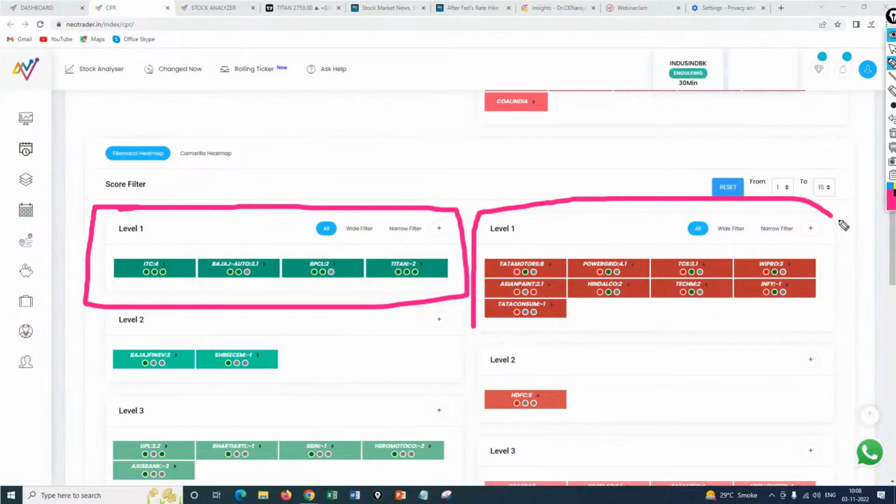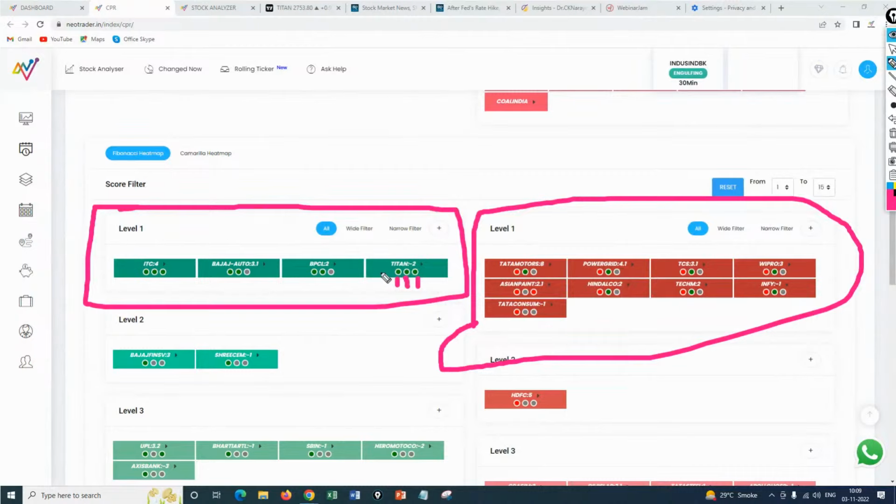Now the next question you will ask me is, although from the entire 150 stocks we have picked out 4 stocks and given you that is in level 1, now how do I pick one stock from these? Right, that is what you are going to ask. For that also there is a provision here. Here we have these green dots, where there are all three green dots. That means it is bullish in daily, bullish in weekly, and bullish in monthly.